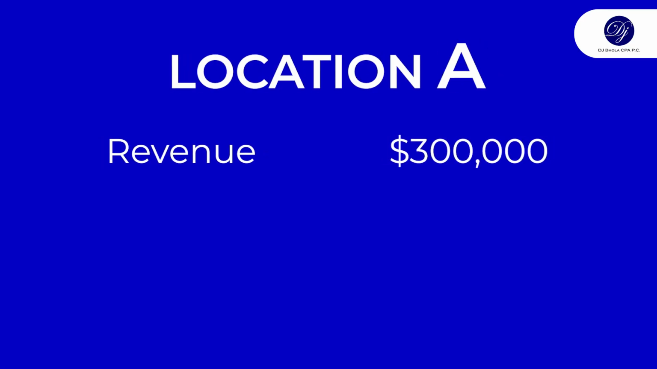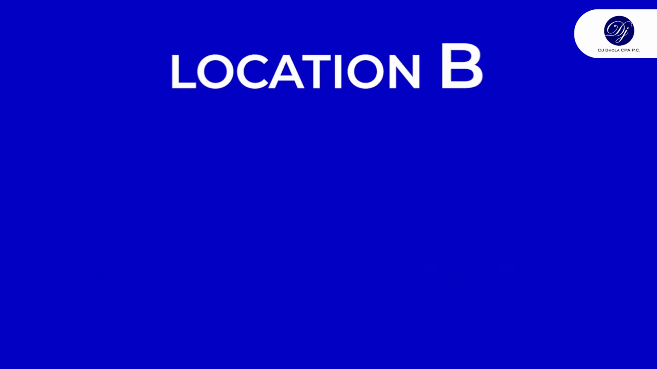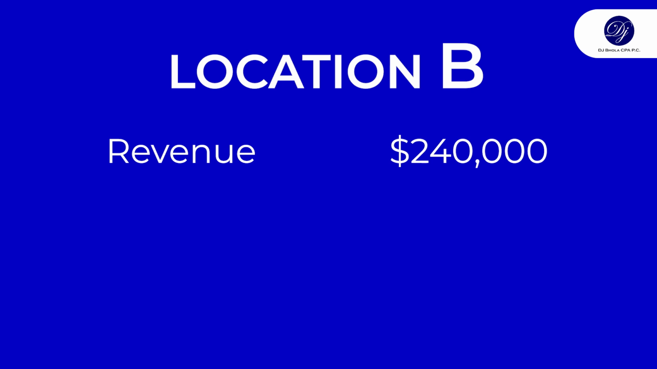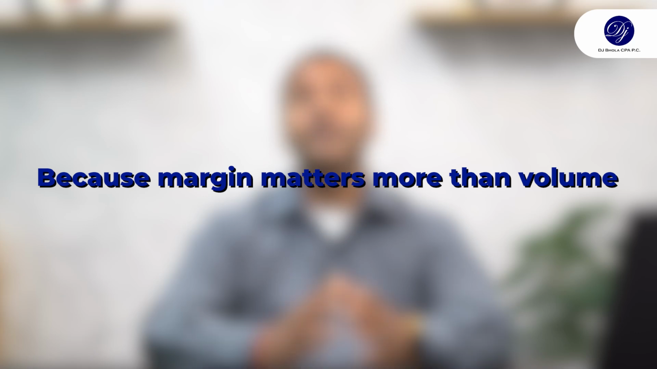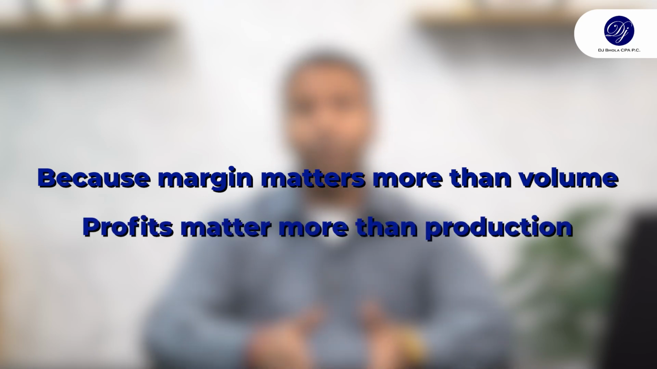Let's simplify this. Imagine two locations. Location A, revenue $300,000, overhead 72%, net income $84,000. Location B, revenues $240,000, overhead 63%, net income $88,800. At first glance, location A looks stronger. Higher revenue, busier office, more production. But location B is actually generating more profit with lower revenue. Why? Because margin matters more than volume. Profits matter more than production.